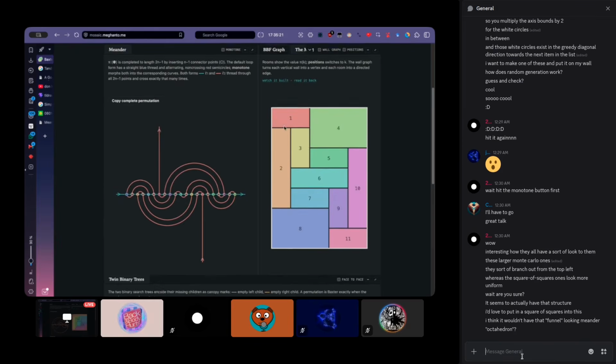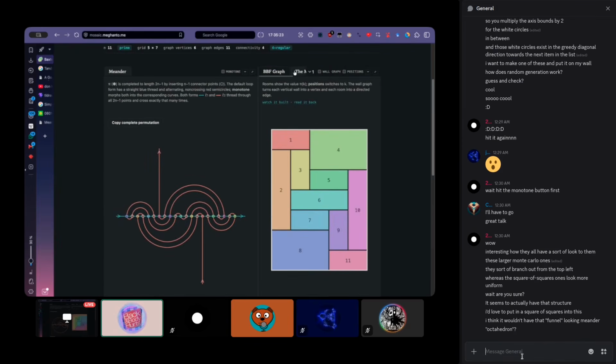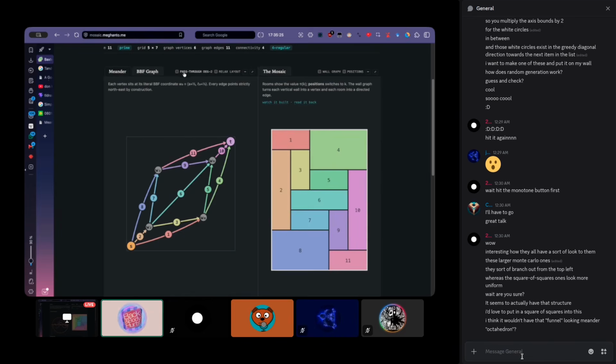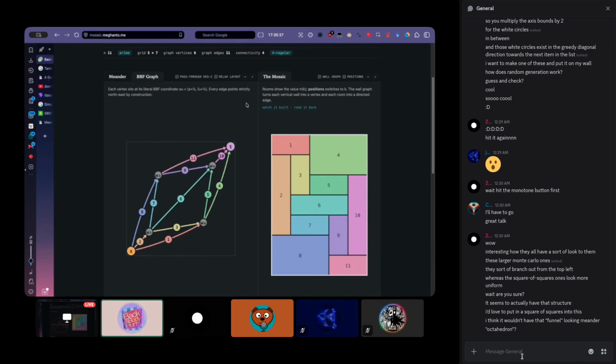So let's look at the graph here. The graph is the exact lattice of the octahedron, and this is also the first four-regular graph, with connectivity 4. So this is genuinely a stronger prime in some sense. This is one of the very few planar maps with connectivity 4, not just connectivity 3.